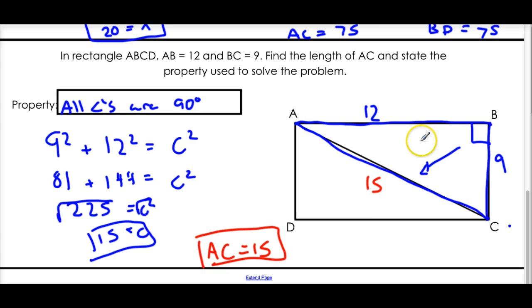Right? So remember, when you want to solve problems with parallelograms or any other problems, the first thing to do is to find out what information would help you solve it, right? And that's the properties. So think about which property is going to help you solve any problem, okay?